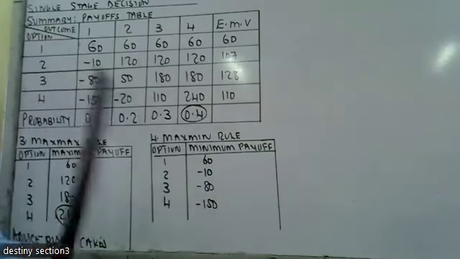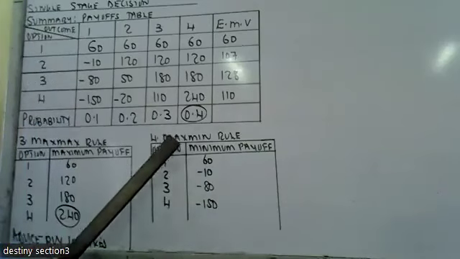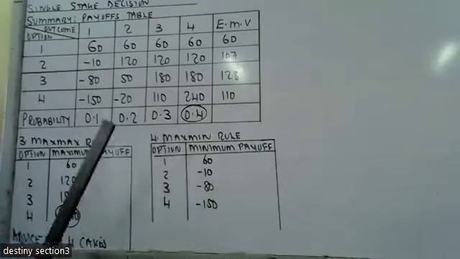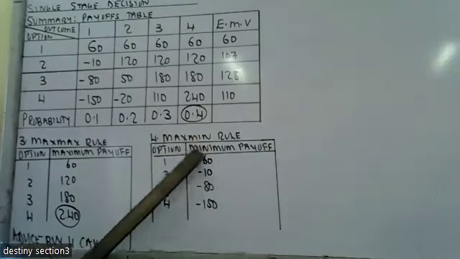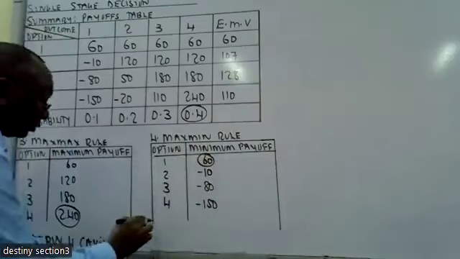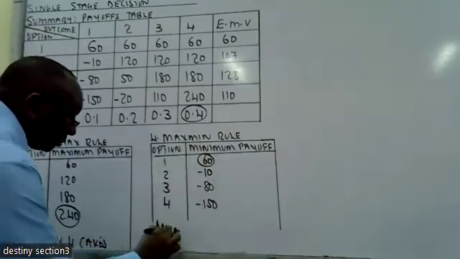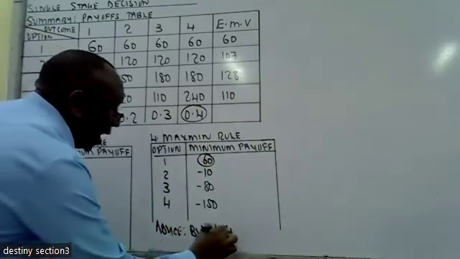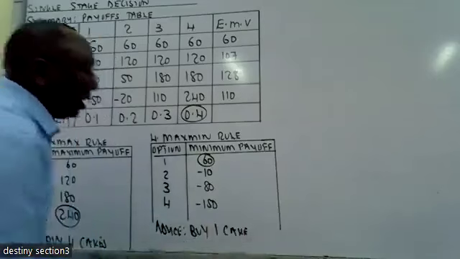So this rule, you interpret it like this. Select the maximum of the minimums. So unakuja hapa kwa hizi minimums, you pick the maximum. The maximum there is what? 60. So what do you tell them? They should buy what? 1 cake.